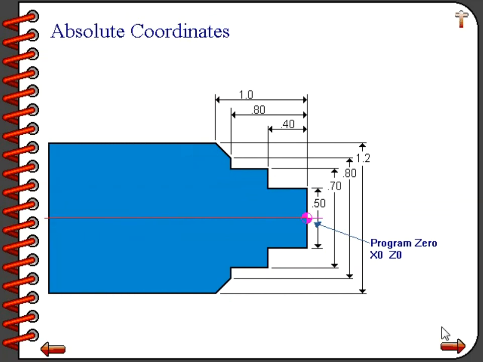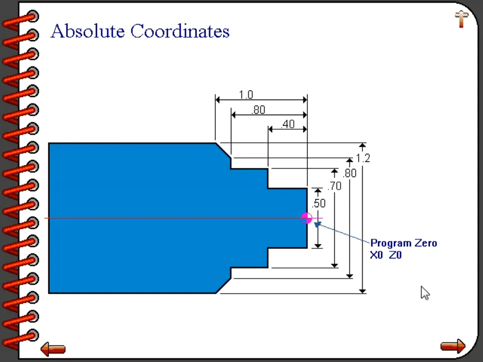Program 0 is a position that we can assign anywhere on the workpiece. But you will find that most programmers will assign program 0 at the center line of the workpiece and at the rightmost finish face on the part. This has become pretty much the de facto standard with all CNC programmers.